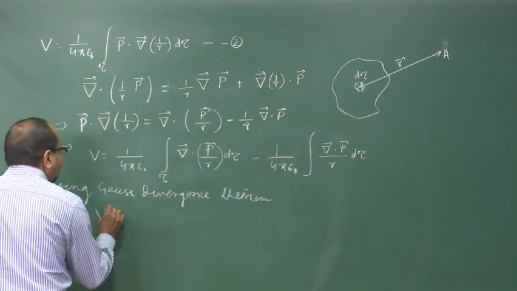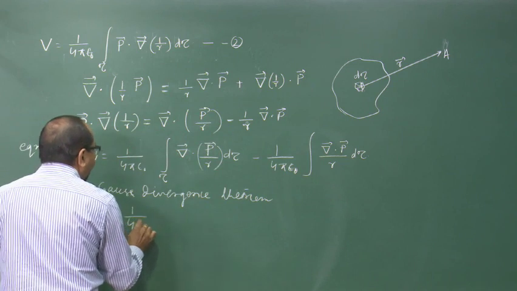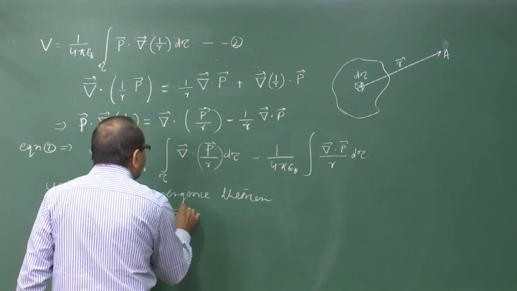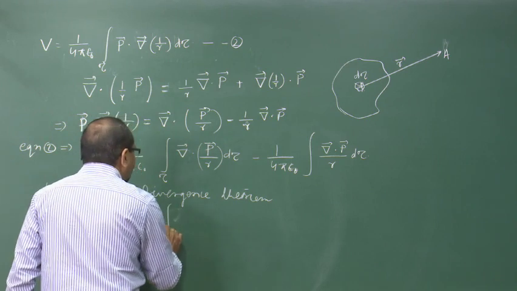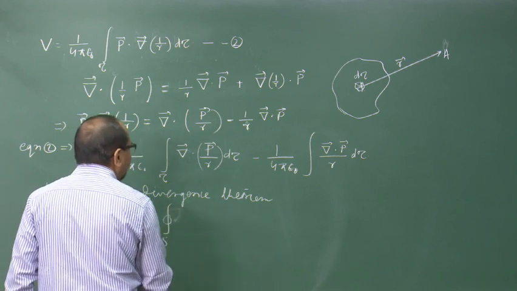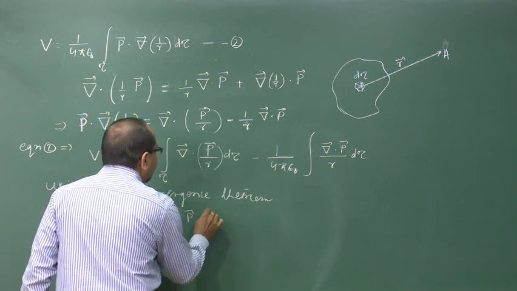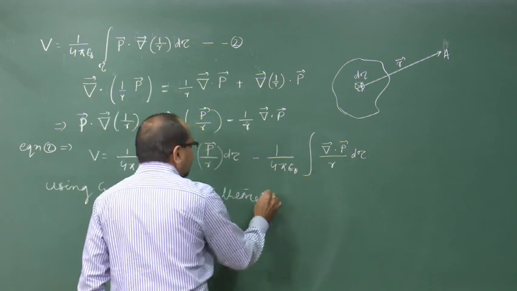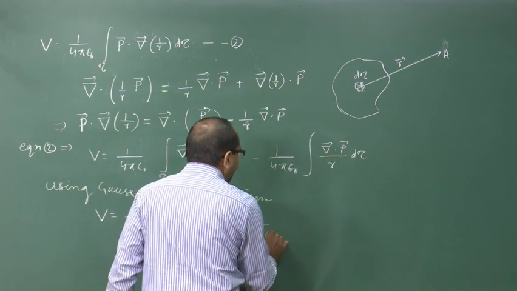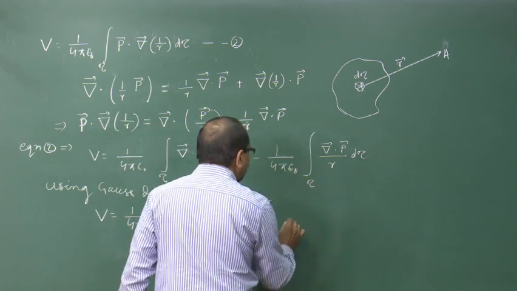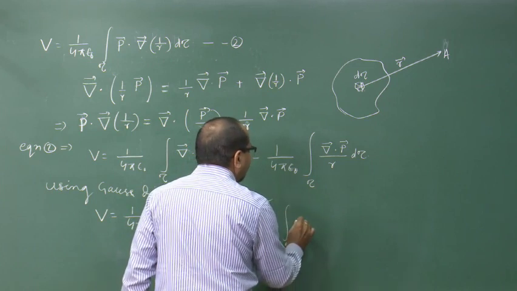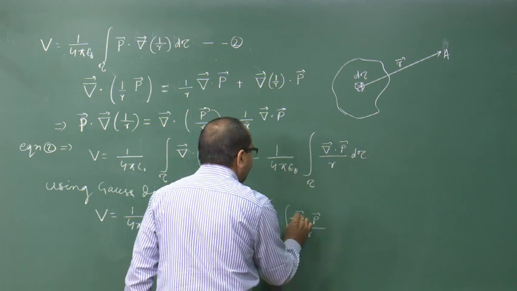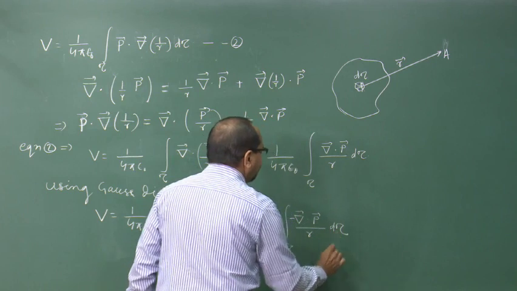we have V is equal to 1 by 4 pi epsilon naught into the surface integral around the closed surface of p d tau divided by r, and plus, we can write the second term as 1 by 4 pi epsilon naught integration over tau of divergence of p by r minus divergence of p by r d tau.